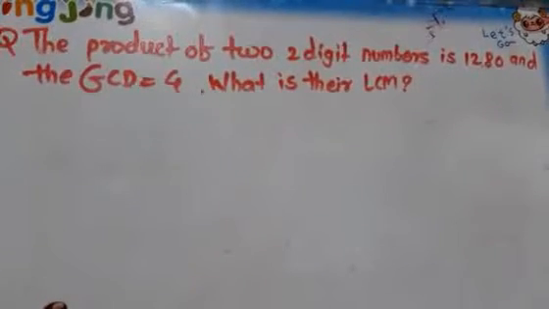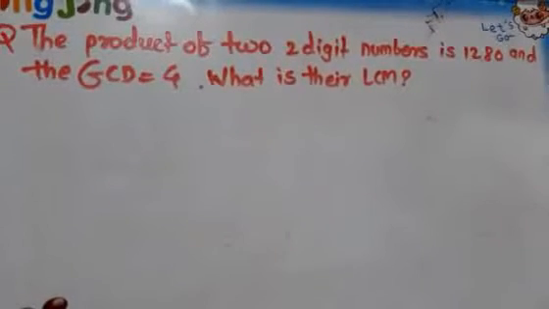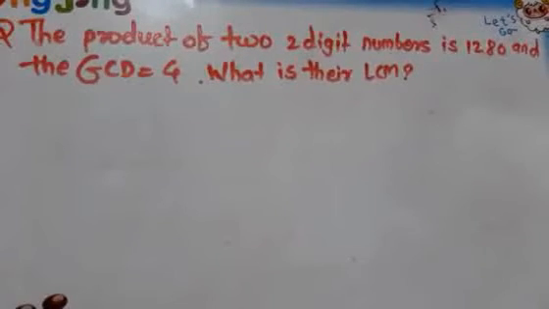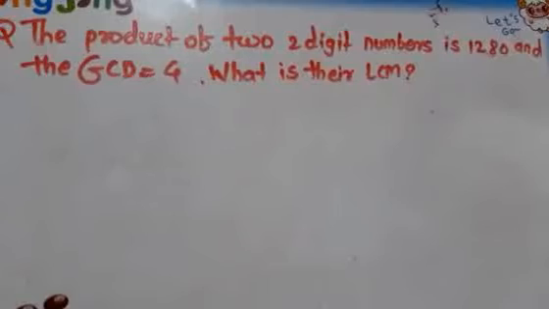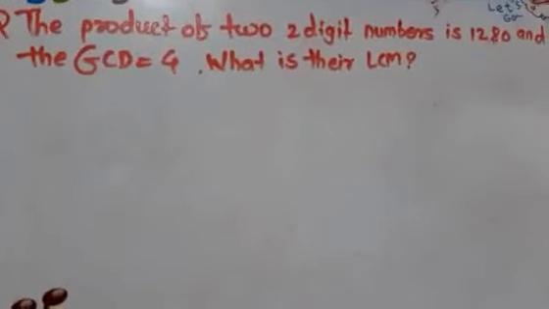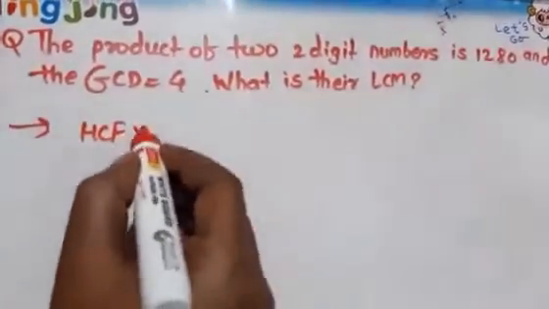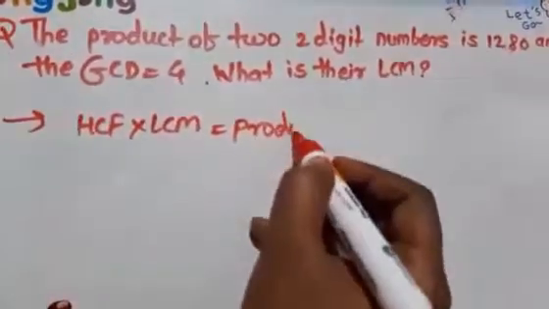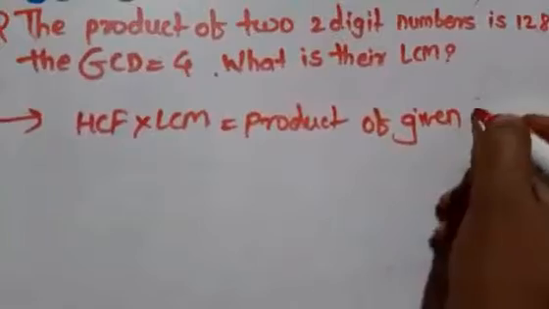So see what the question is. The product of two-digit numbers is 1280 and the GCD is equal to 4. GCD means HCF. HCF is equal to 4. What is their LCM? For this, we know that HCF into LCM is equal to the product of the given numbers.